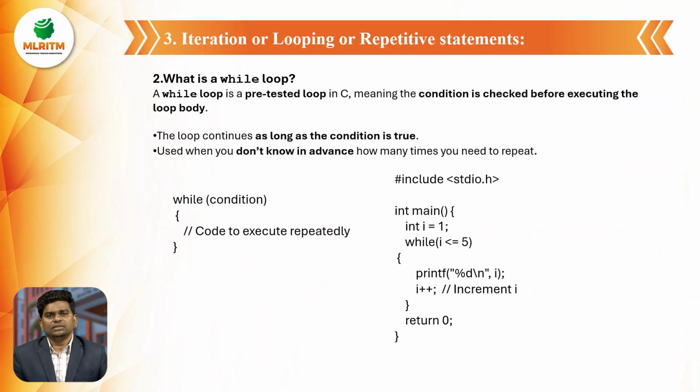Next loop construct is the while loop. It is exactly the same as the for loop, but the syntax is different. While loop has a different name: it is called a pre-test loop. Why? Because first it tests the condition, then executes the statements. The condition is checked before execution of the loop body. So that's why it is called a pre-tested loop. The loop continues as long as the condition is true, just like the for loop.